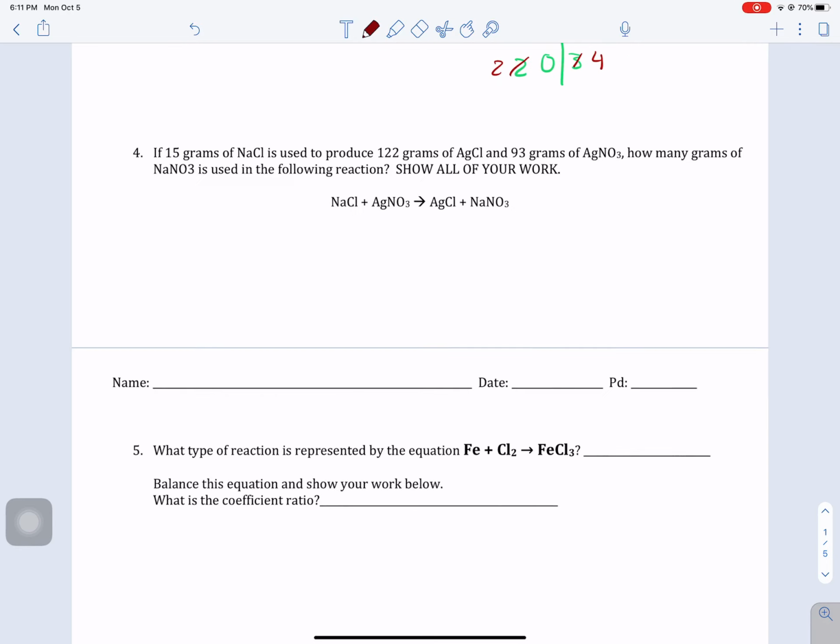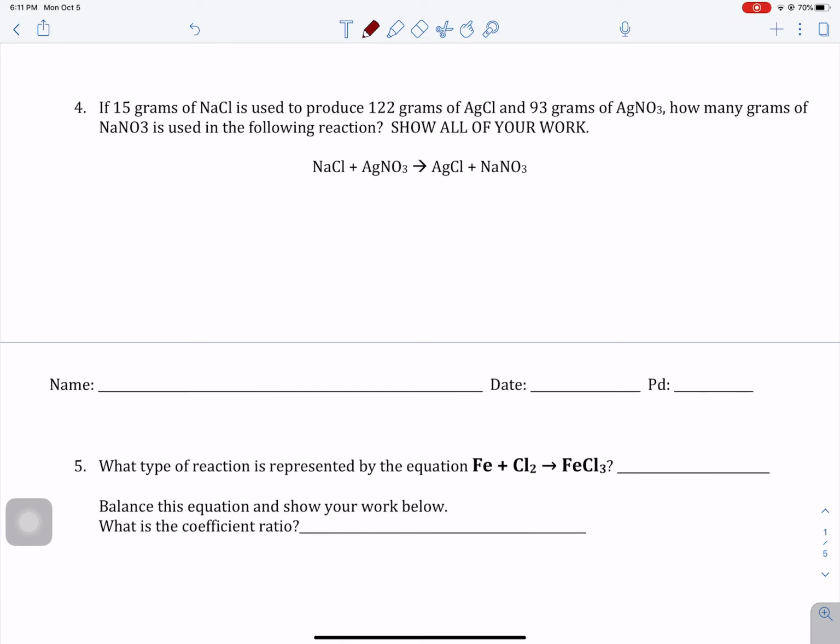Okay, so number 4, there's 15 grams of NaCl. They produce 122 grams of AgCl plus 93 grams. By the way, this should say NaNO3, and this should say AgNO3. Okay, so we're looking for X.